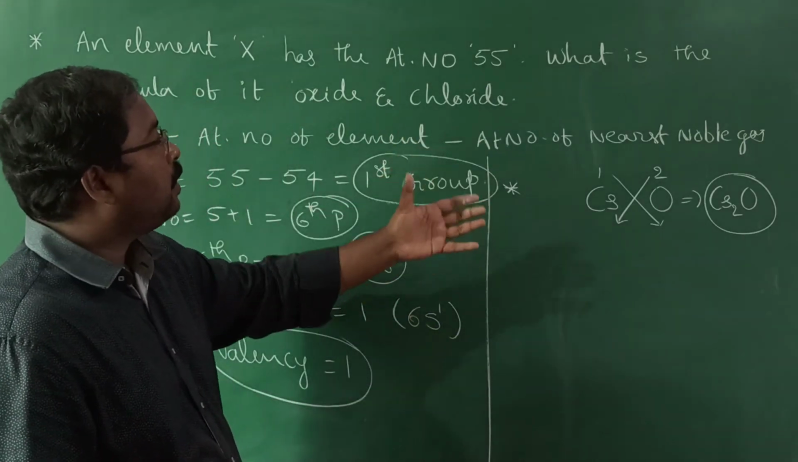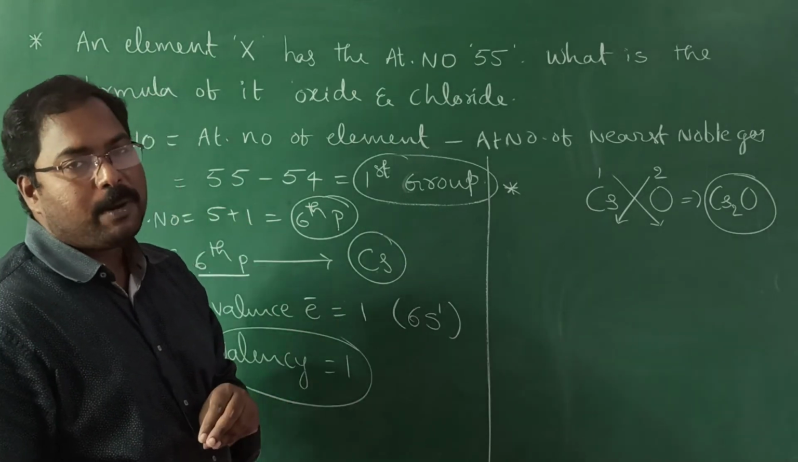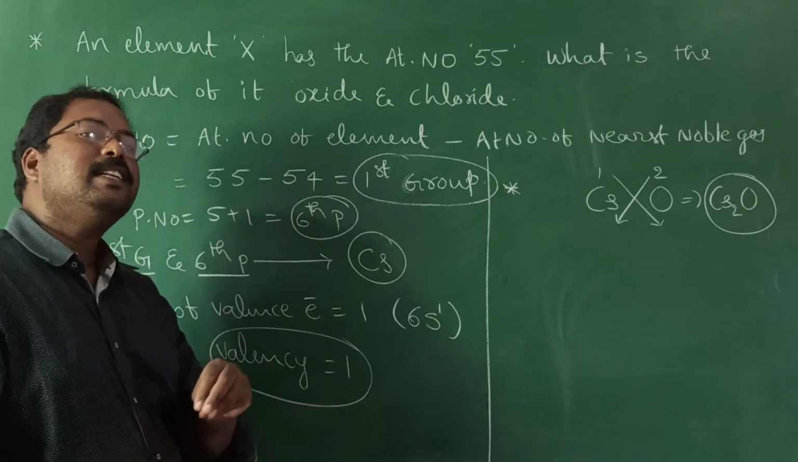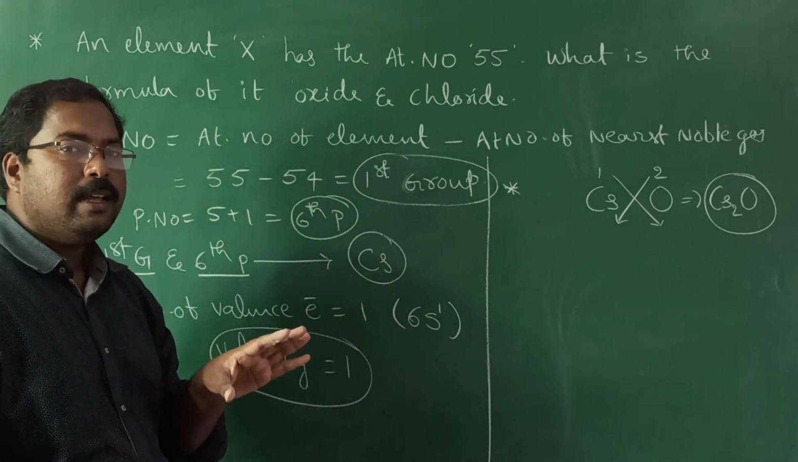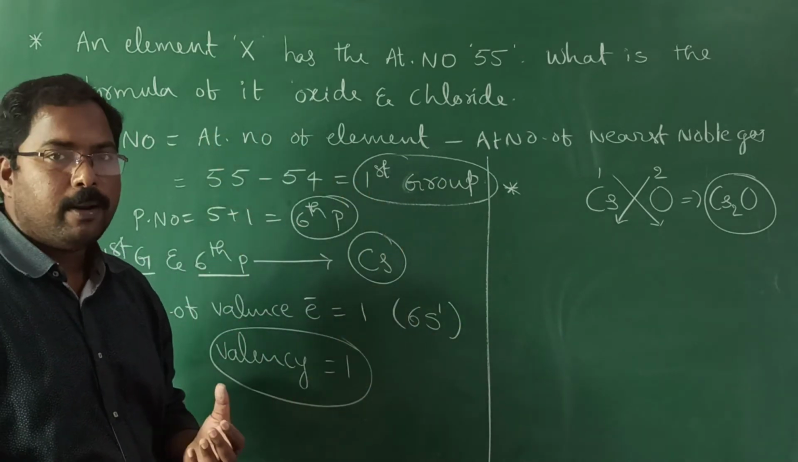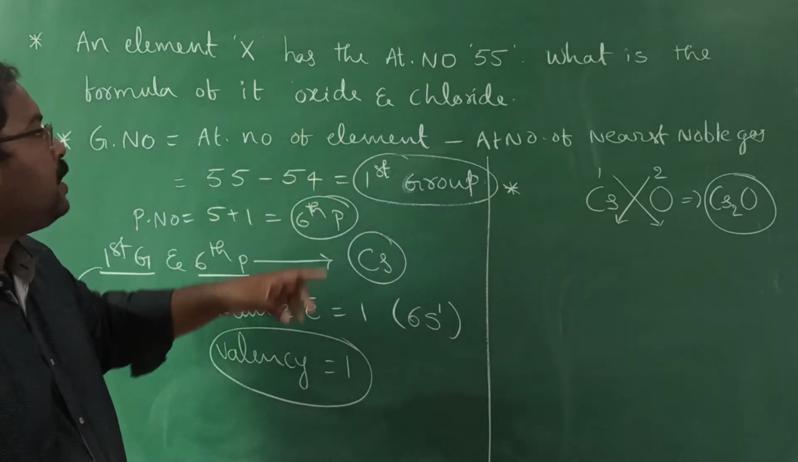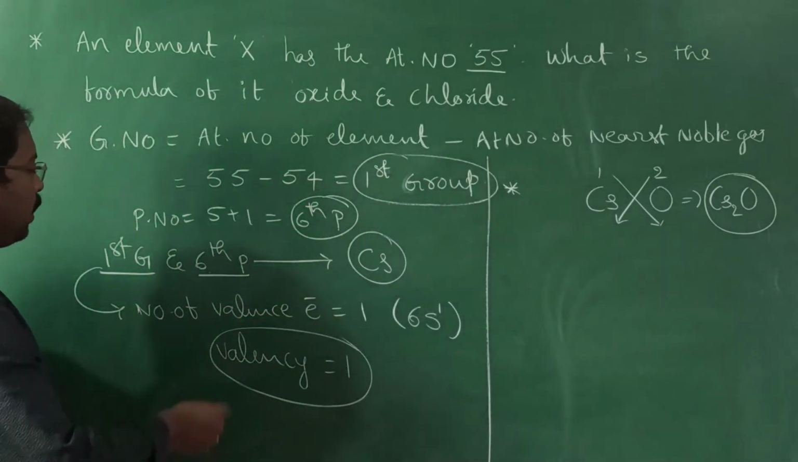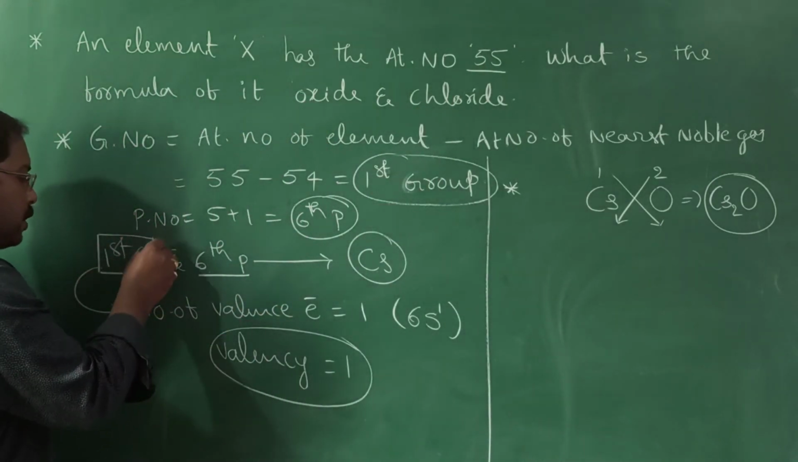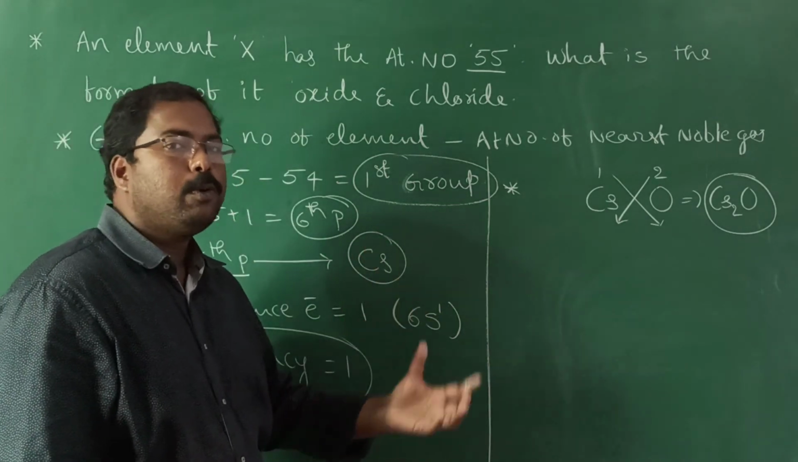What is the nature of cesium oxide? Maybe they may ask: atomic number 55, what is the nature of the oxide formed by the element? There is no direct link between atomic number and nature of the compound formed. But how they ask in exams is, if you know the atomic number, you can find to which group it belongs. So from the group, we will come to know.